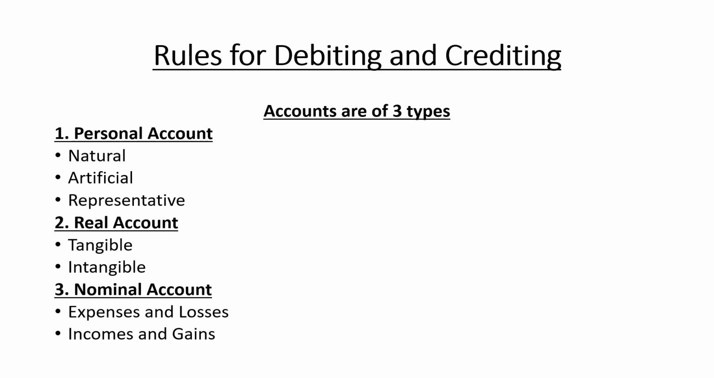Natural means created by God. For example, Mohan account, Ram account. Artificial means an account of institutions or corporate bodies. For example, XYZ Company Limited, ABC Company Limited. The third one is representative. Under representative, you take all outstanding expenses and prepaid expenses.